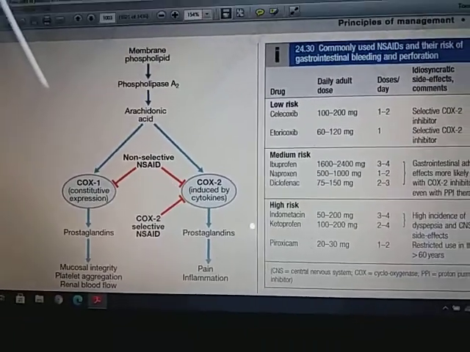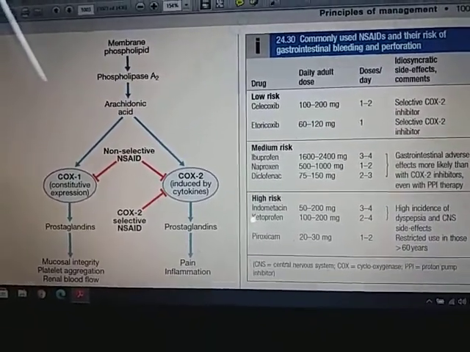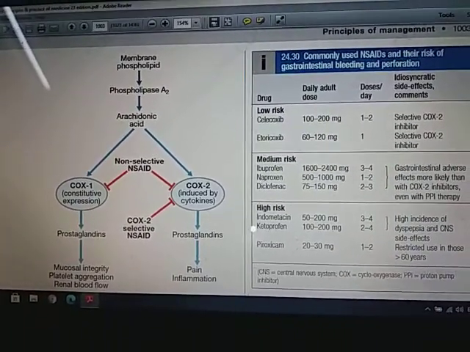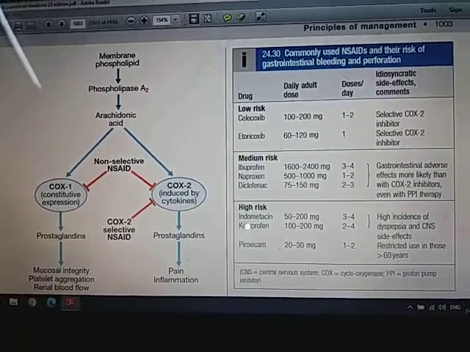Non-steroidals may cause dyspepsia, GI bleeding. Aspirin may cause tinnitus. Phenylbutazone may cause blood dyscrasia. Indomethacin causes fluid retention and headache.